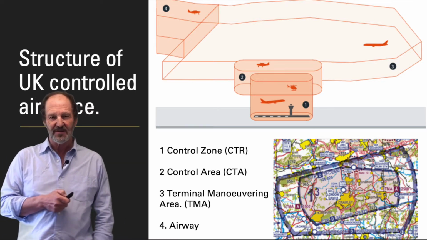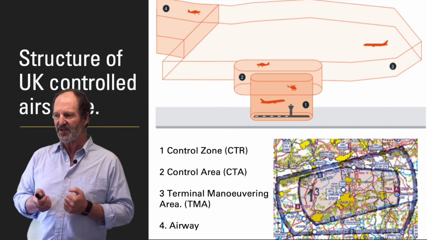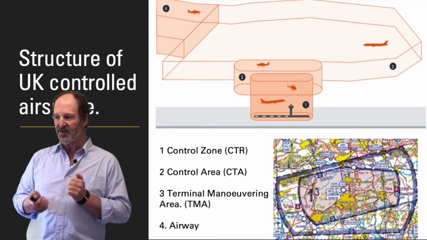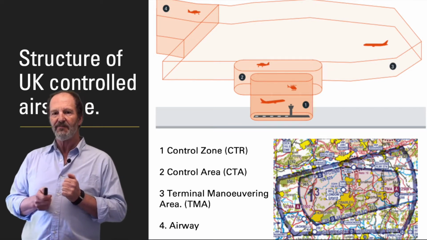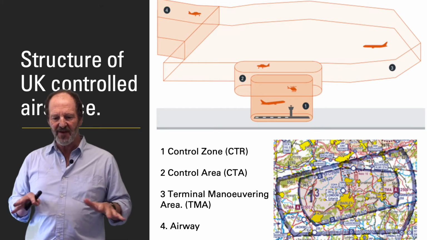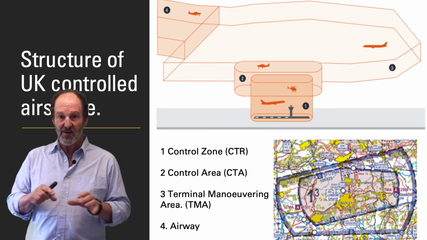So I've already mentioned A's and D's and things like that, so we're going to have a look at the different types of airspace and what it means to us. Okay, so airspace classification. You look at an air chart and you will see that there are lines all over the place, and they all have these letters on them.